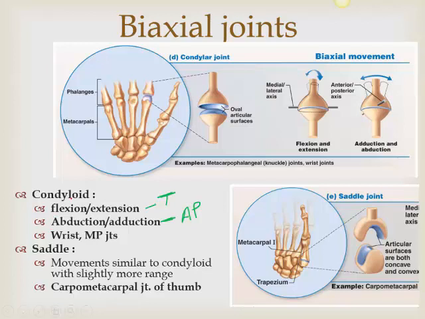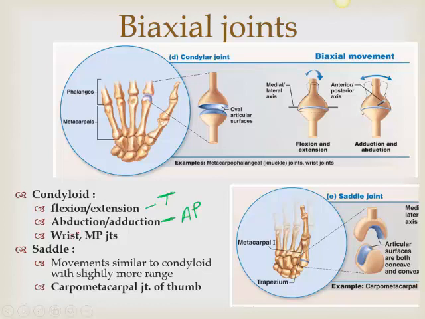These joints are called condyloid joints because they have one surface which is kind of large and protruding, and another surface which is more like a socket. This is the way it looks: one large protruding surface, another one which receives it, so that's a little bit like a socket. So this is called a condyloid joint.